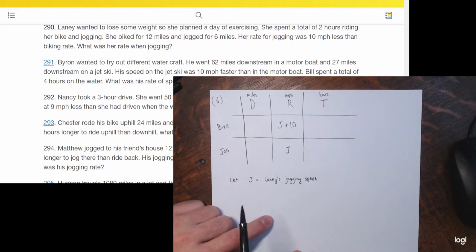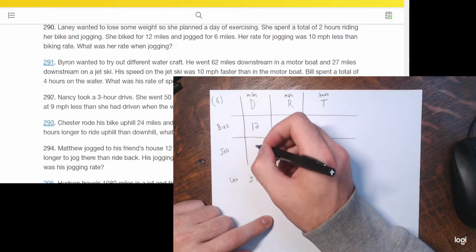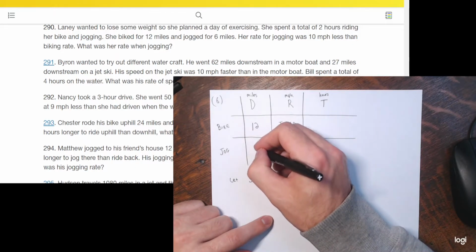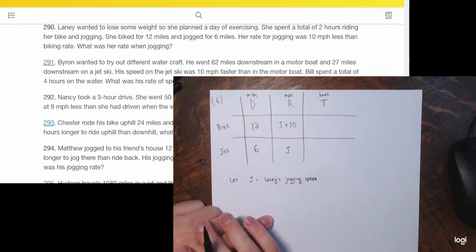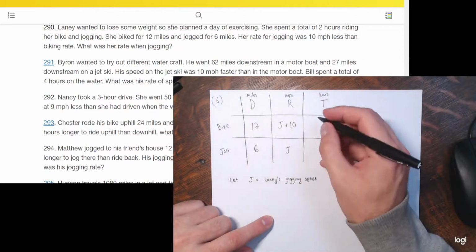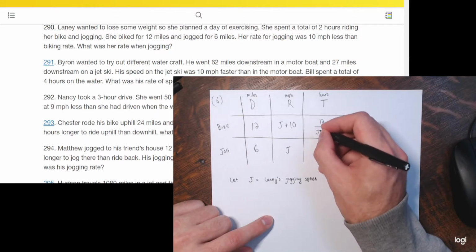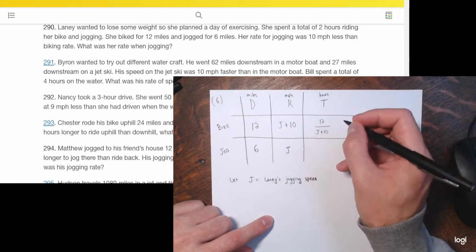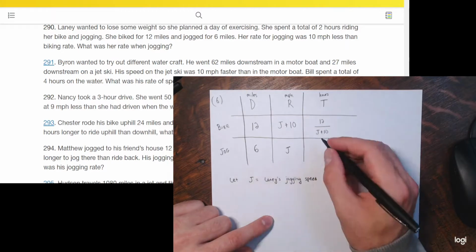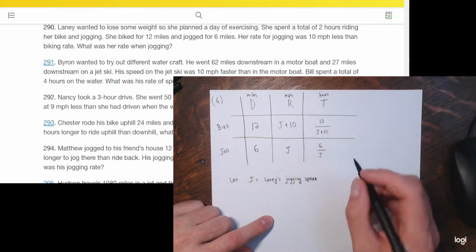It says she biked for 12 miles distance, jogged for 6 miles. And then just like all 5 questions so far, we're using the relationship that the time traveled is the distance divided by the rate. So time here is 12 divided by J plus 10. The jogging time would be 6 divided by J.